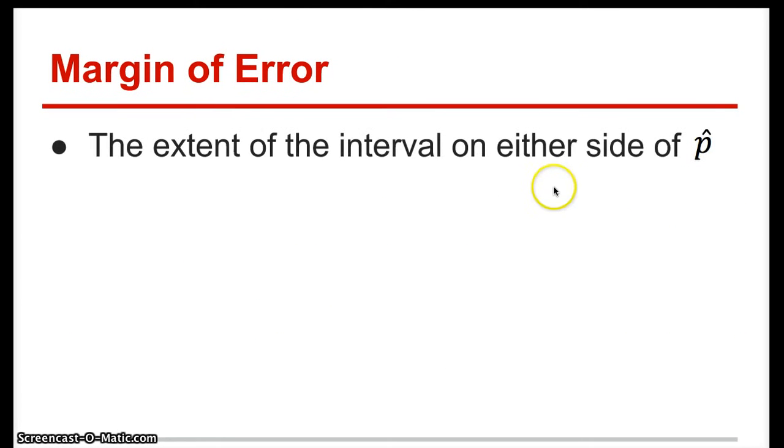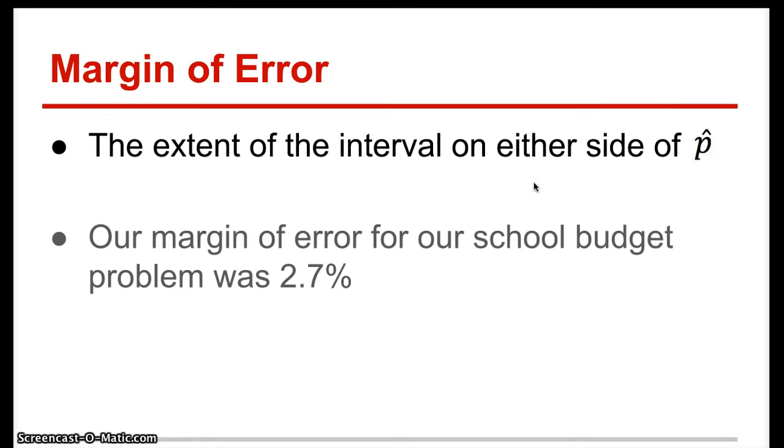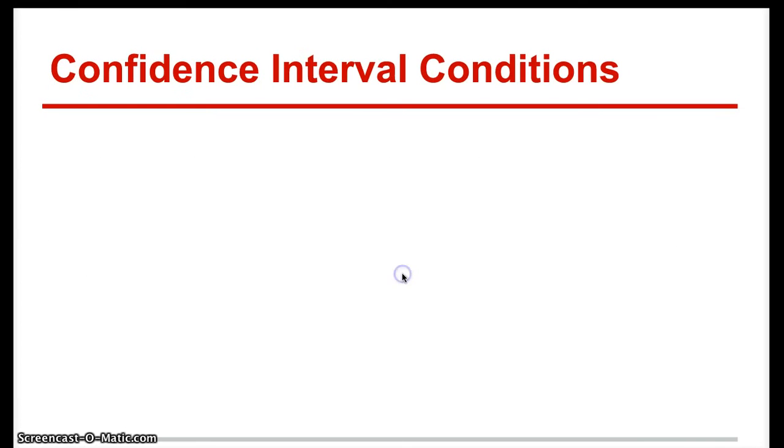So the margin of error is just the extent of the interval on either side of the mean, the expected mean, or the sample mean, whatever it is, the middle one. Our margin of error for our school budget was just 2.7. And really, because that's all it is, we go to the left 2.7 or we go to the right 2.7. So margin of error is very similar, if not the same, as standard deviation.